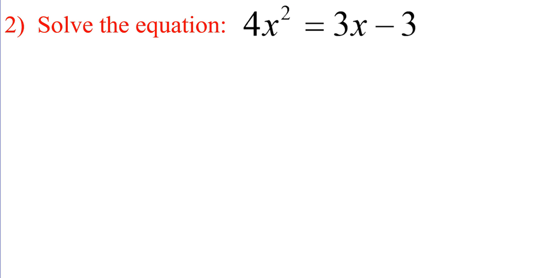Let's try this equation. We want to solve 4x squared equals 3x minus 3. As we look at this equation, we know that we cannot undo it because we have more than just a quantity squared, but let's put it into standard form to see what other options we have available to us. So for me, to put it into standard form, I'm going to subtract 3x and add 3 to each side of my equation.